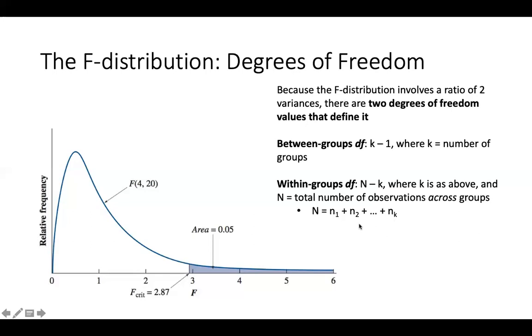Now we're going to deal with designs in which we have an equal number of people in each group, because if we don't have that, then the formulas become much more complex. So big N is just little n times how many groups you have, or you can count up the people. So in our design, we have 15 people. Big N is 15. And K is 3. So we would have 12 within groups degrees of freedom.